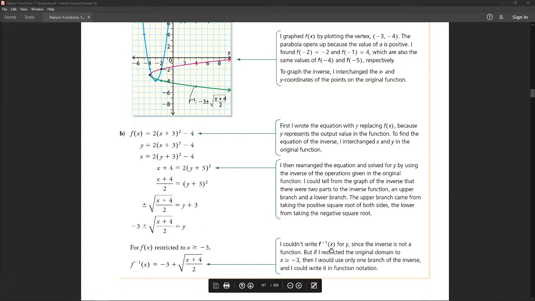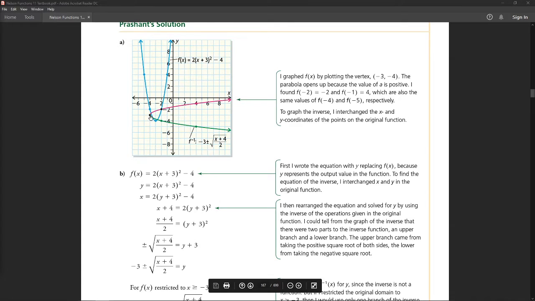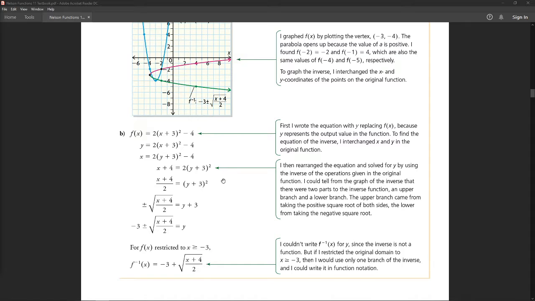I couldn't write f of x -1 for y since the inverse is not a function. Okay, that's why you can't even write it as f of x, because it is not a function. But if I restricted the original domain to x is greater or equal to -3, then I would use only one branch of the inverse and I would write it as a function. Oh, I see, so he's just taking this branch only, which is most likely, oh okay, he took just a plus over there.